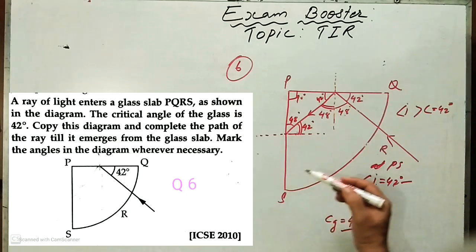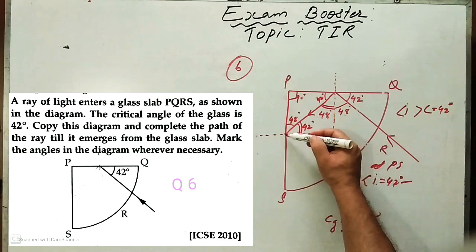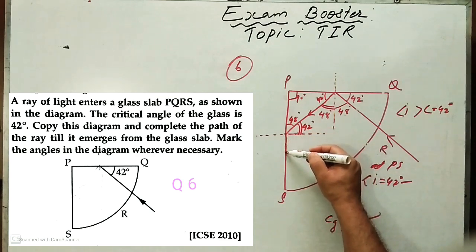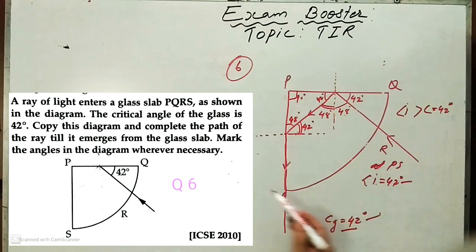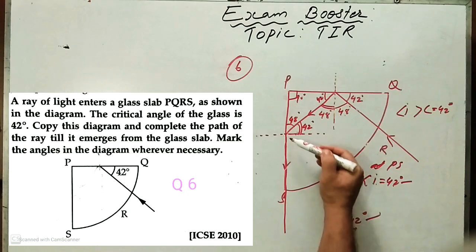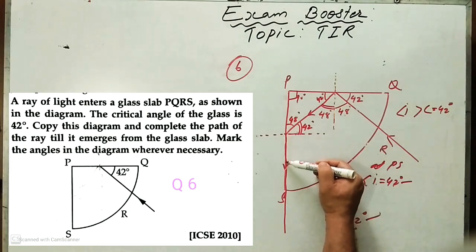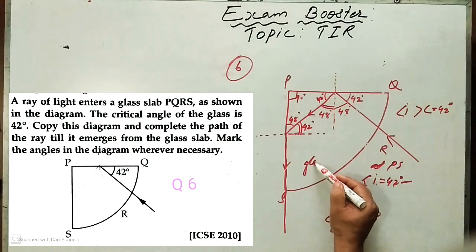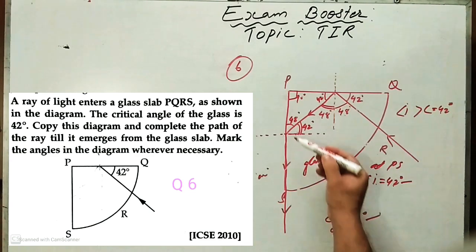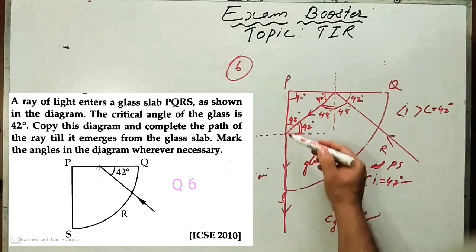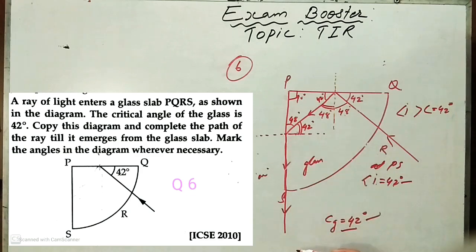So when the angle of incidence is equal to the critical angle, what happens? You know it. The ray will emerge out along the periphery of the surface, or the boundary between the glass and the air. So it will emerge along the boundary between glass and air. Alright, so the ray diagram is completed. So this is the emergent ray, as you can see.